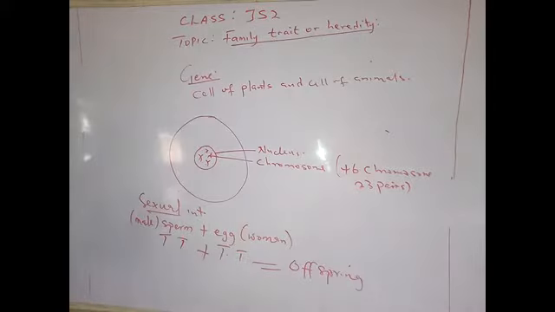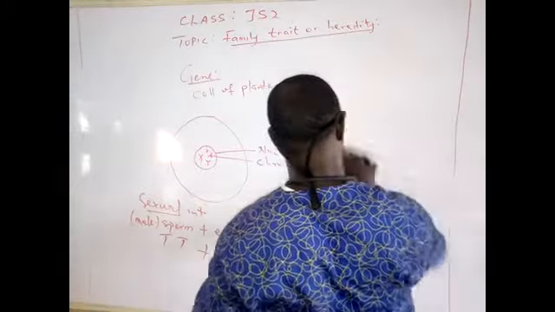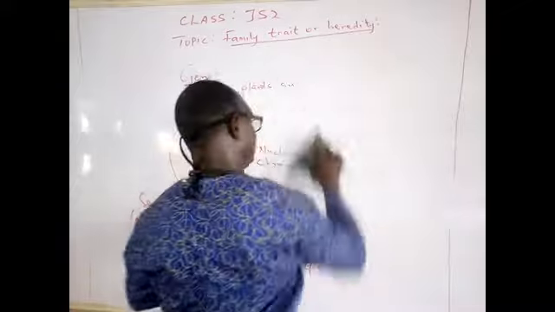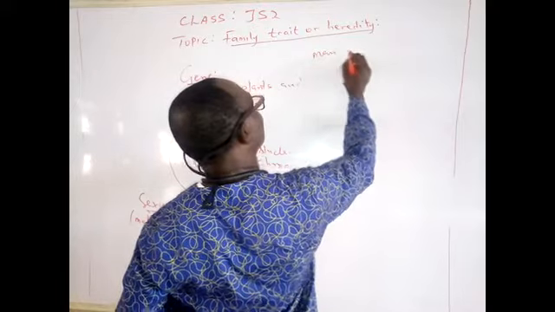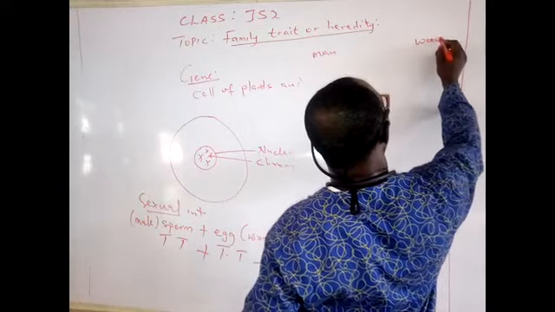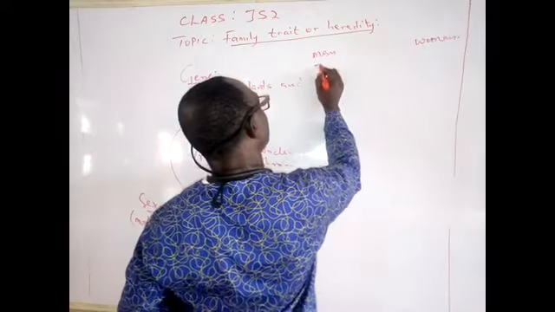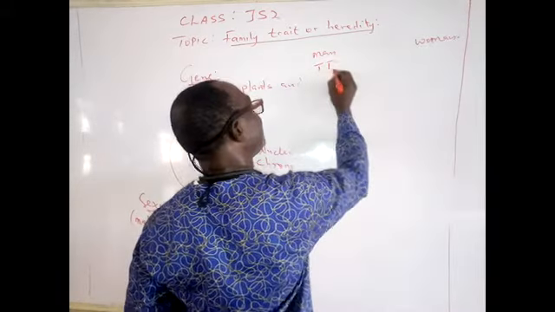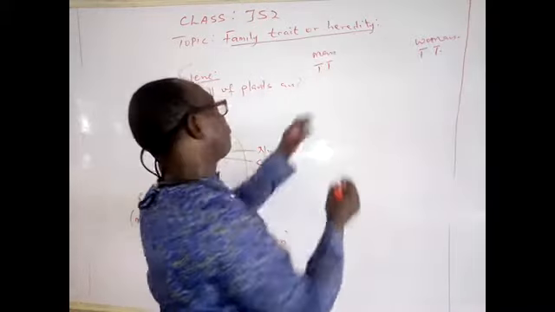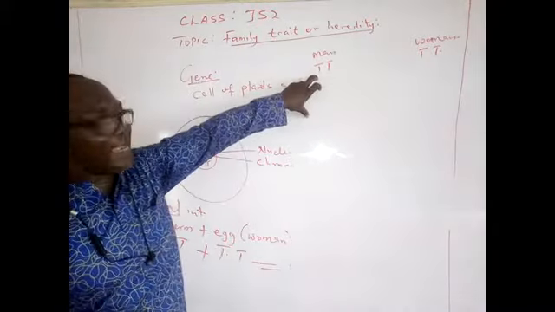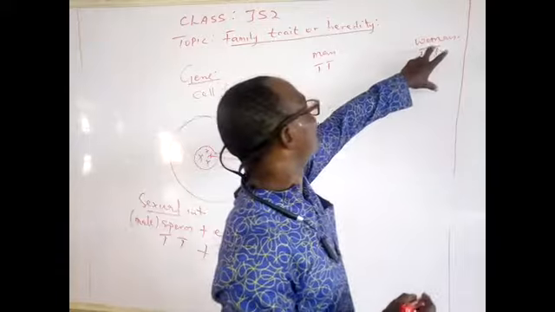Let's take this diagram up. This is from the man, and this is from the woman. T, remember it's in pairs. This chromosome could code for height. So this is the one responsible for the height of the man, and this is responsible for the height of the woman.